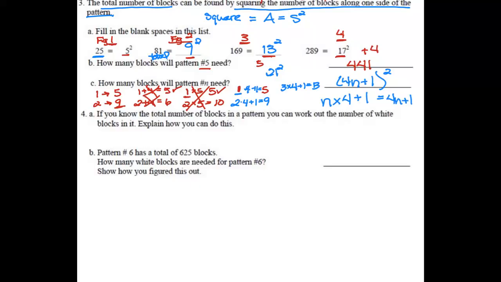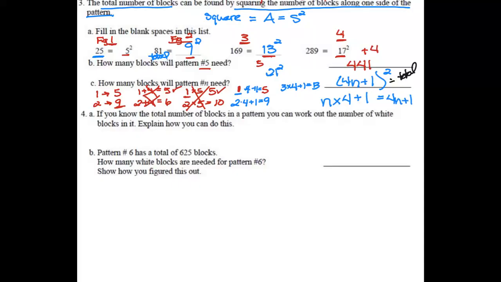If you know the total number of blocks in a pattern, you can work out the number of white blocks in it. So we were doing the gray box? No, that was total. This is a different number. So this is total number of blocks. But if we know the total in the pattern, we can work out the number of white blocks. Remember? 289 is like the total number.